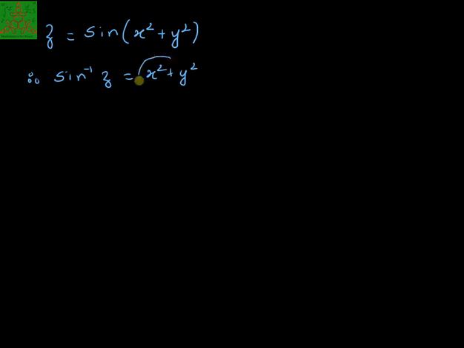Here we have z is equal to sine of x square plus y square. I am applying sine inverse to both sides, so this will be nothing but sine inverse of z is equal to x square plus y square. We have proved that this x square plus y square is a homogeneous function of degree 2. So for that I am just taking this as f of xy.